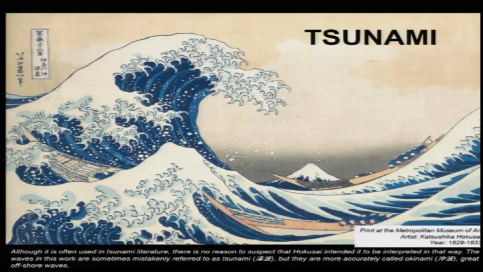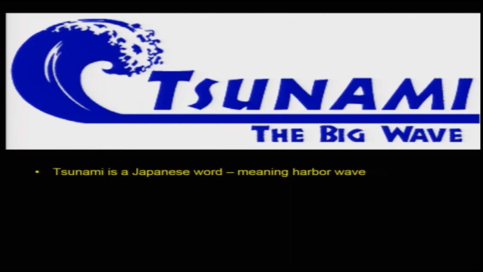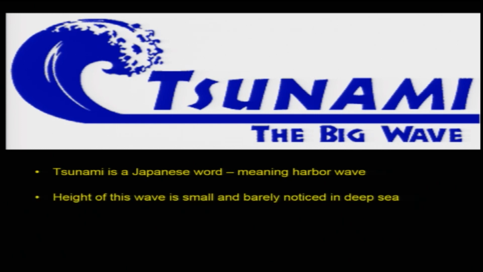The waves in this work are sometimes mistakenly referred to as tsunami, but they are more accurately called okinami, great offshore waves. The word tsunami itself comes from the Japanese side, that is, the harbor waves. So, tsunami is a Japanese word meaning harbor wave, or a giant wave or big wave, you can say.